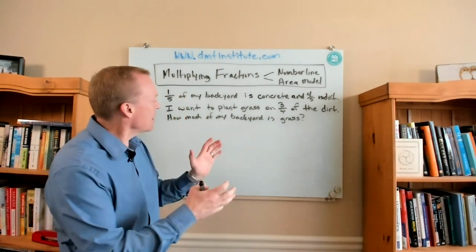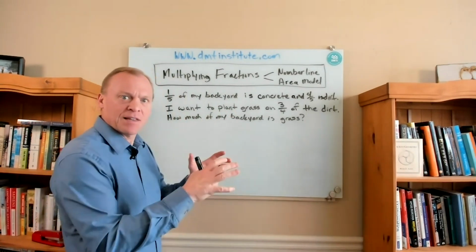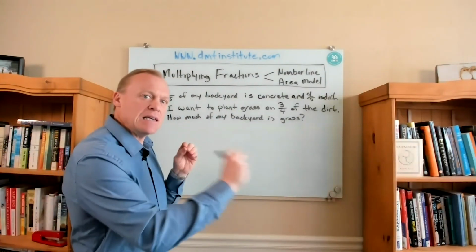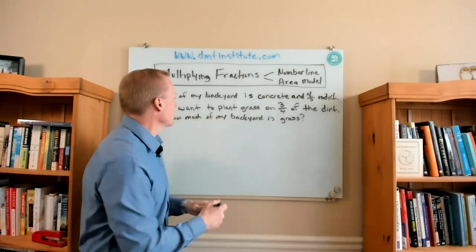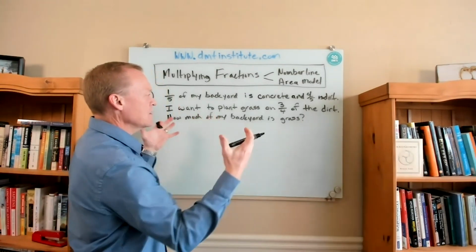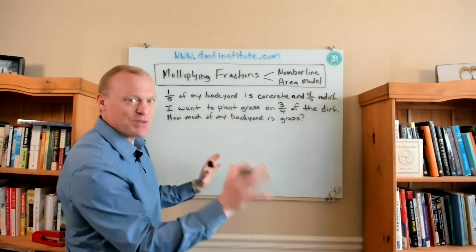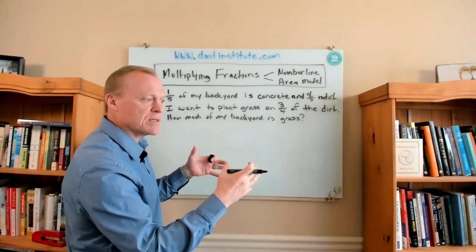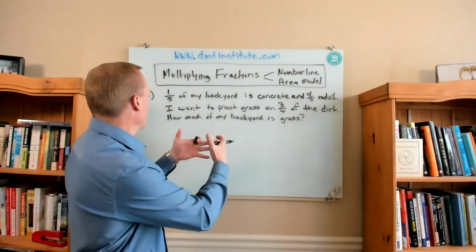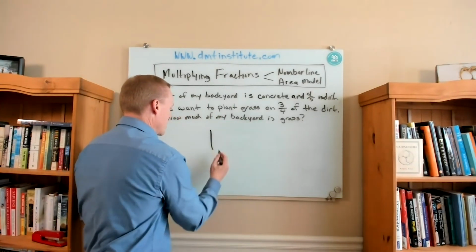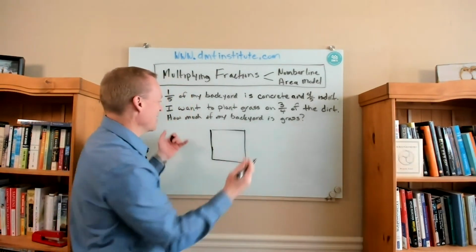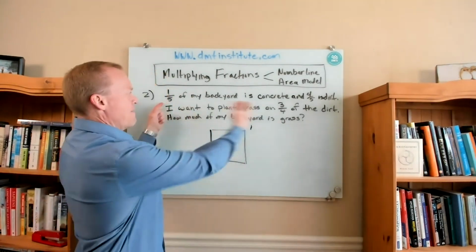Okay, so in this case, different than the last one where we're focusing on a linear context, this one actually does have area. So in this case, what is 1? A lot of times we're using whole, but remember, we're going to be focusing on the unit of 1. What is 1? So 1 is the backyard. So I want to create a square backyard. That's 1 backyard.